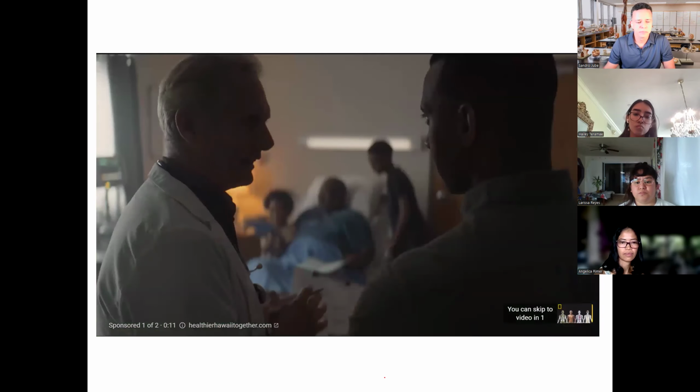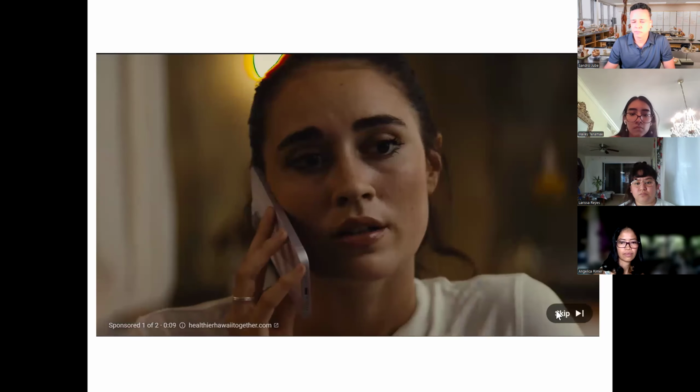Hawaii is among the healthiest states, but healthcare is now less affordable and accessible.